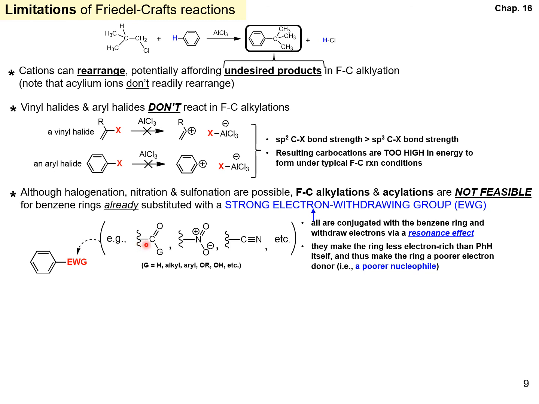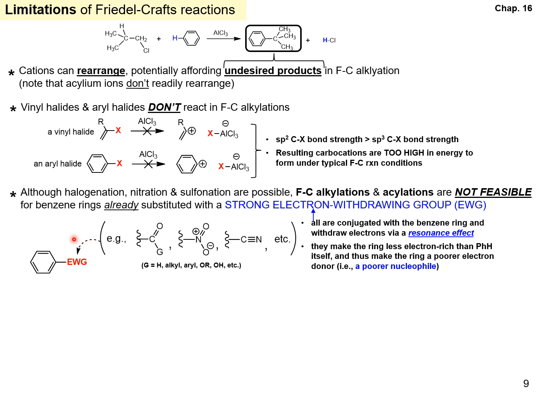That is a polar conjugated functional group attached to the benzene ring, where this strong electron withdrawing group can withdraw electron density from the benzene ring via a resonance effect. So for example, any carbonyl containing group or a nitro group or cyano or anything that's polar and conjugated to this benzene ring would make this ring a much poorer nucleophile. And it turns out that for Friedel-Crafts reactions, the reaction is hindered to such an extent that it's not a feasible reaction to give you a good yield of product.